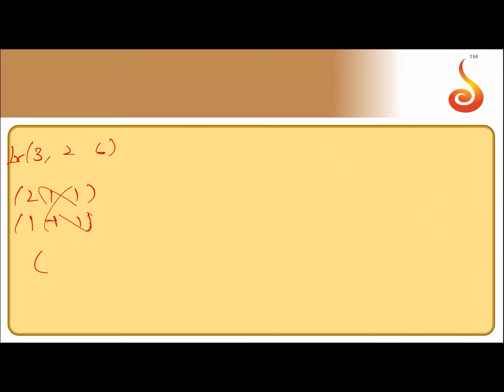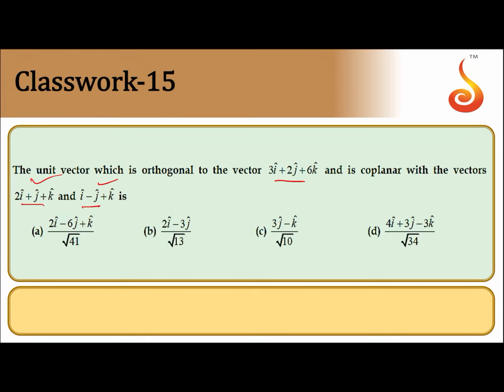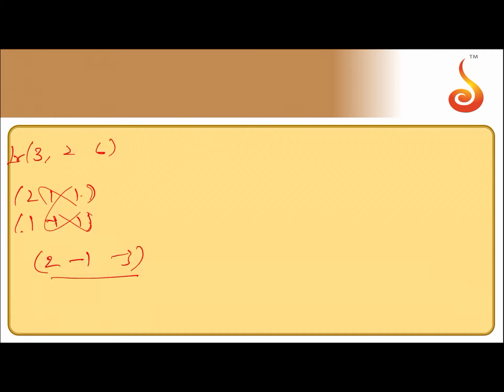I think 1, so it is 1 minus of minus 1, which is 2. And of course, 1 minus 2 is minus 1, and minus 2 minus 1 is minus 3. So 2, minus 1, minus 3 is a vector which is normal to these two vectors. So the required vector should be perpendicular to 2, minus 1, minus 3.